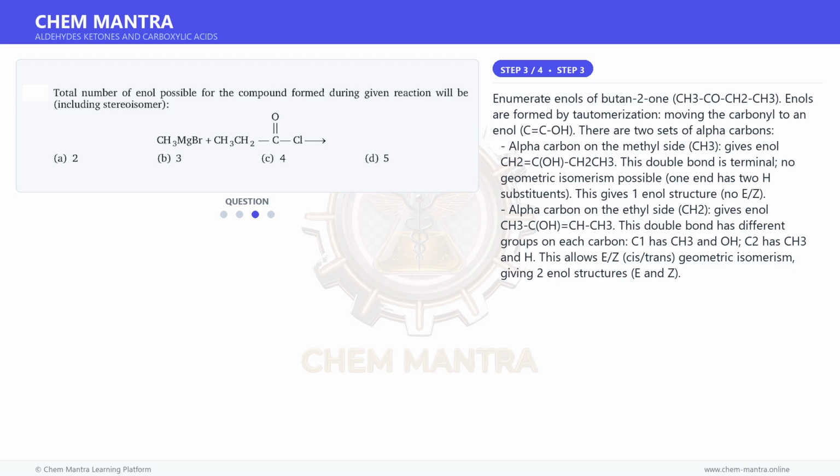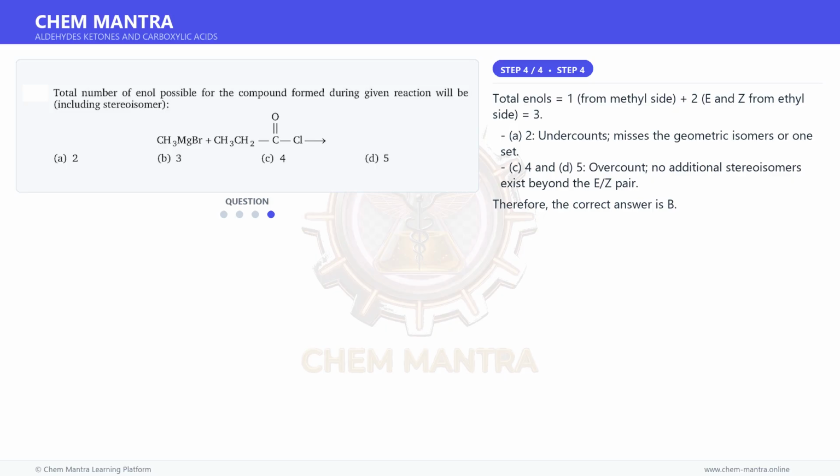The alpha carbon on the ethyl side, CH2, gives the enol CH3C(OH)=CHCH3. This double bond has different groups on each carbon. C1 has CH3 and OH, and C2 has CH3 and H. This allows E/Z, cis-trans, geometric isomerism, giving two enol structures, E and Z. And for the final step, total enols equals 1 from the methyl side plus 2, E and Z, from the ethyl side, which equals 3.